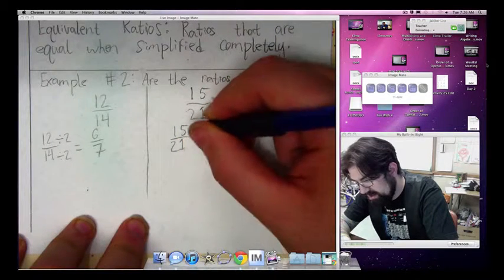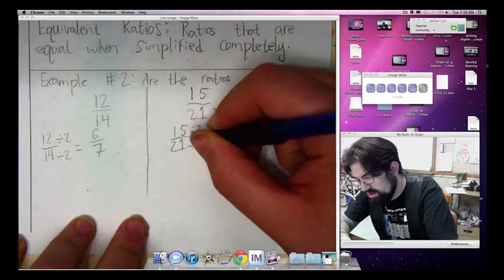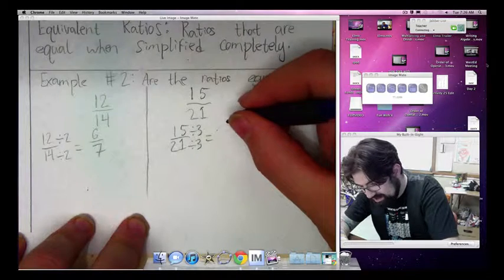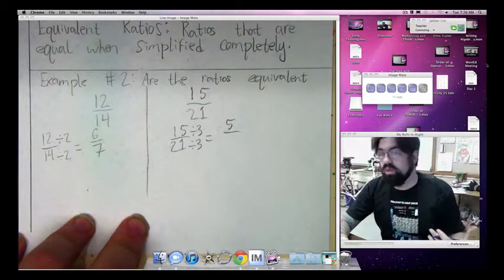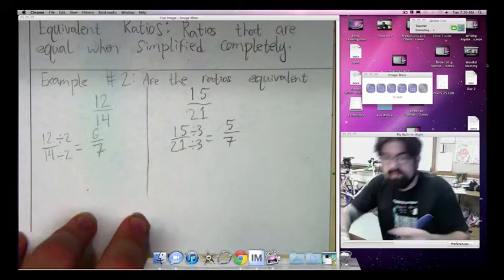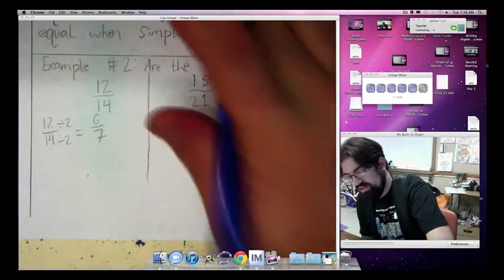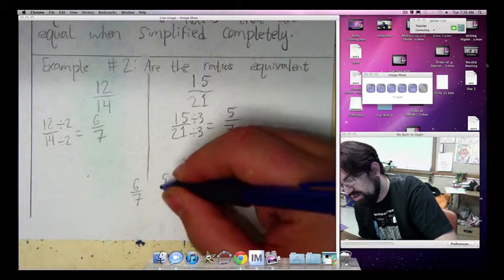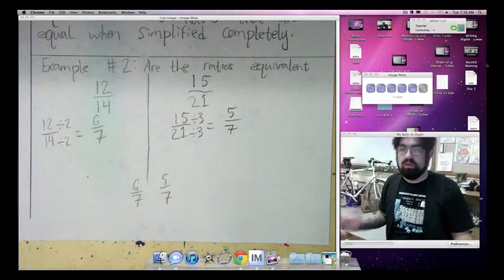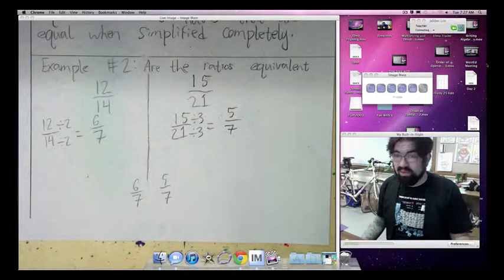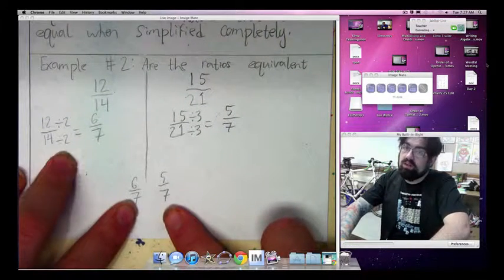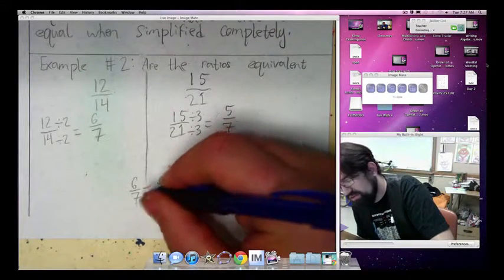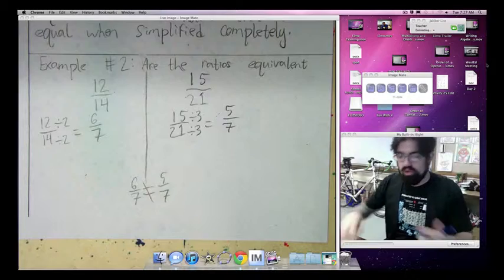I can divide top and bottom by 3. And this would be equal to, well, 15 divided by 3 is 5. And 21 divided by 3 is 7. So the question now is this. 6 over 7 and 5 over 7. I can't simplify them any further. They're completely simplified. Are they equal? The denominators are equal, but the numerators, they're not equal. So this does not work. They are not equal.